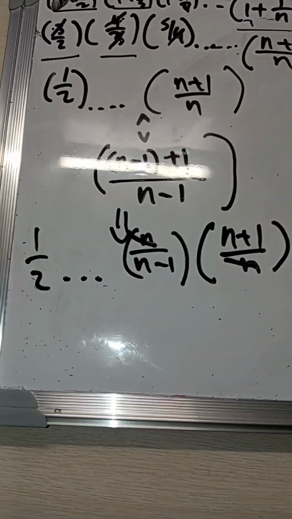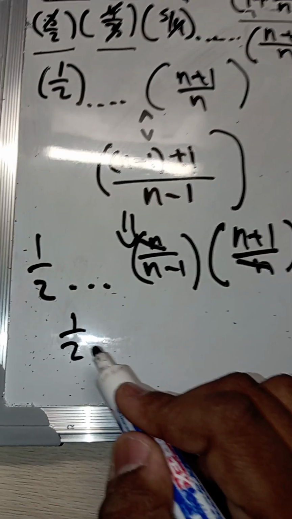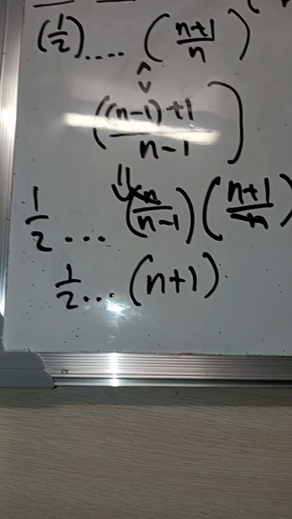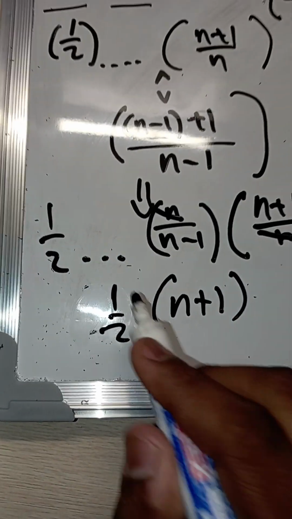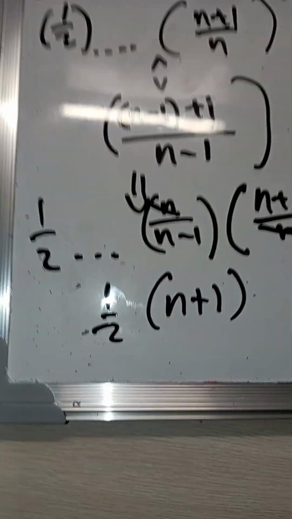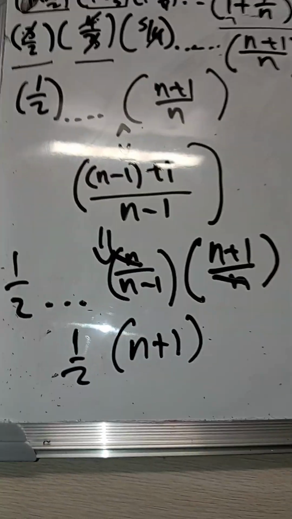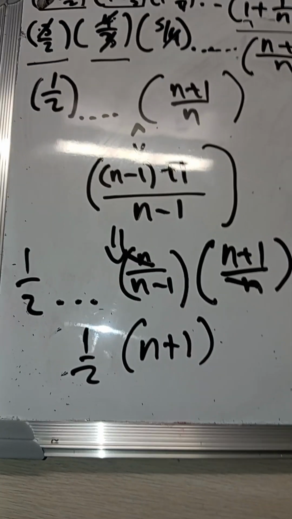Now, what is going to happen now? This is what I just have. I have 1 over 2 and what? N plus 1. Okay? We are going to consider that. 1 over 2 times what? N plus 1. So now, we are looking for the possible values of n. Okay? So now, how can you find those possible values of n?